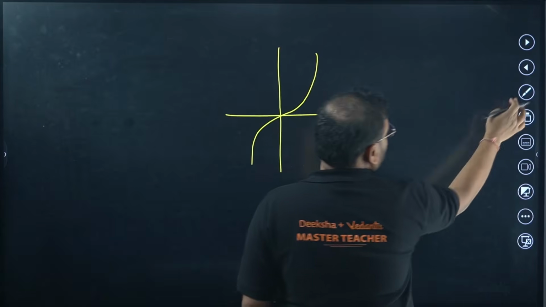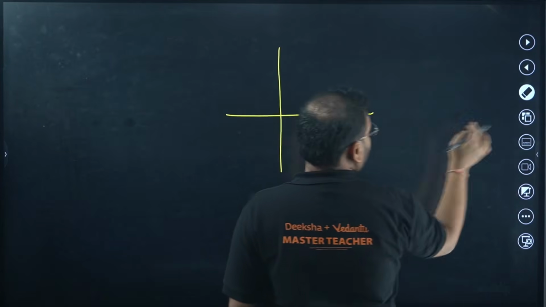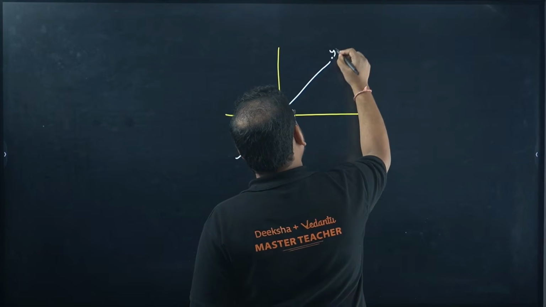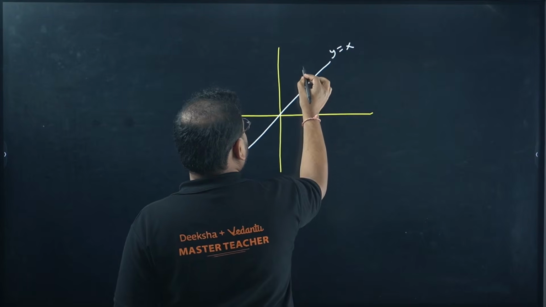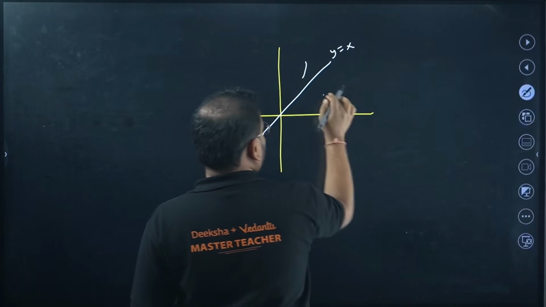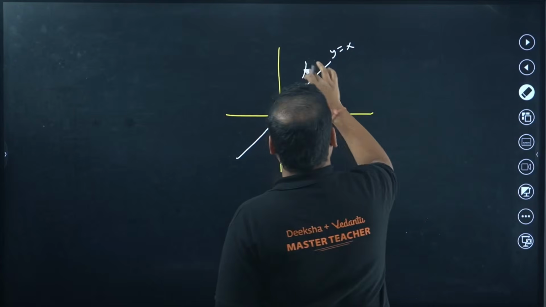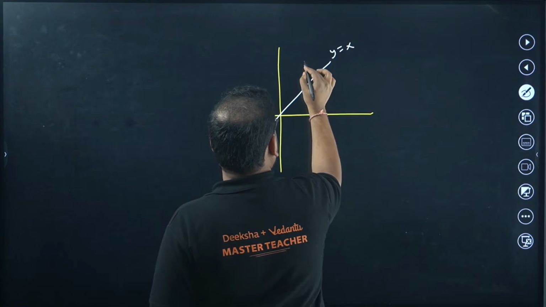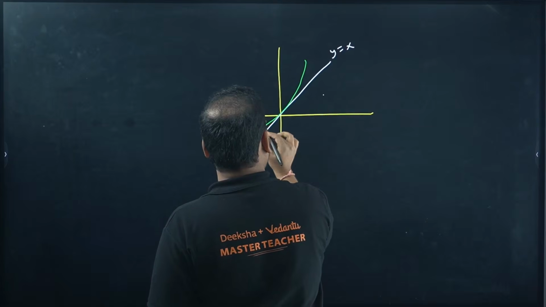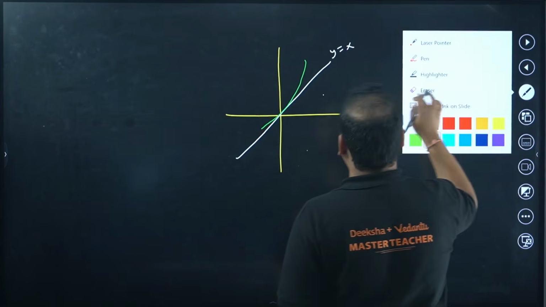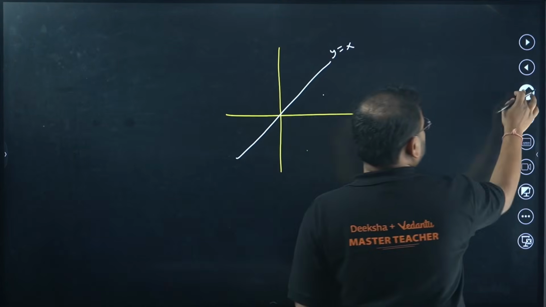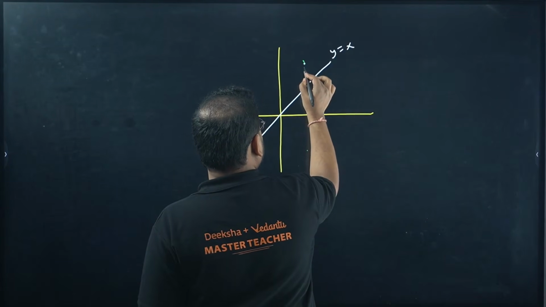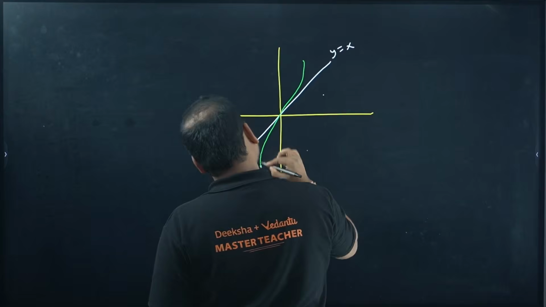One second, I can do better, sir. First draw this, y equal to x. Okay, this is the y equal to x line and this is your curve. One second, just a little bit of patience. Okay, sir, something like this and like this.